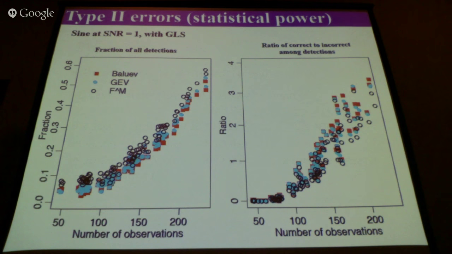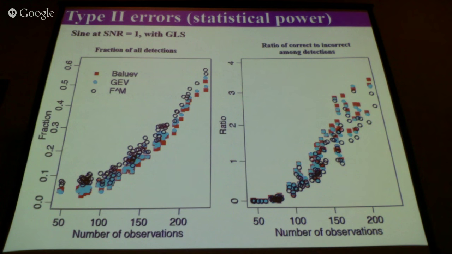What we see is quite interesting, and it agrees well with what we saw on the previous plot. We see that the F2M method, the independence based method, gives the most detections, and the two extreme value based methods give fewer. This is on the left side: the fraction of detections as a function of the number of observations, for many simulations with the Gaia nominal scanning law with different numbers of observations. The right hand side plot shows, among these detections, the ratio of the correct to incorrect ones.